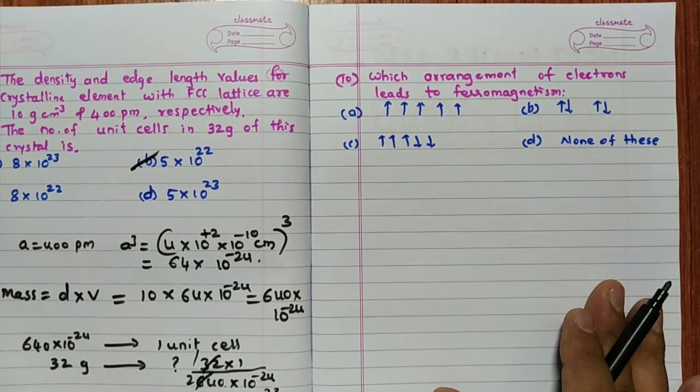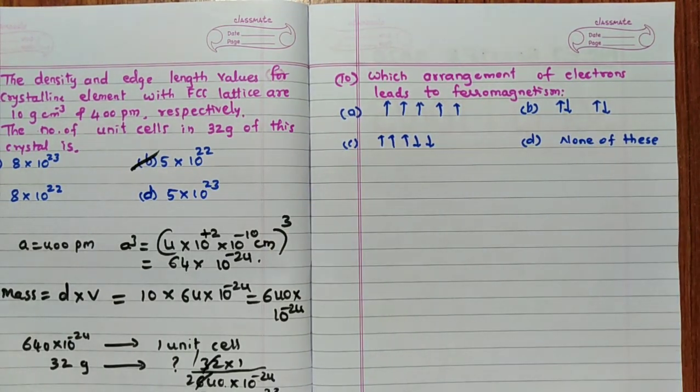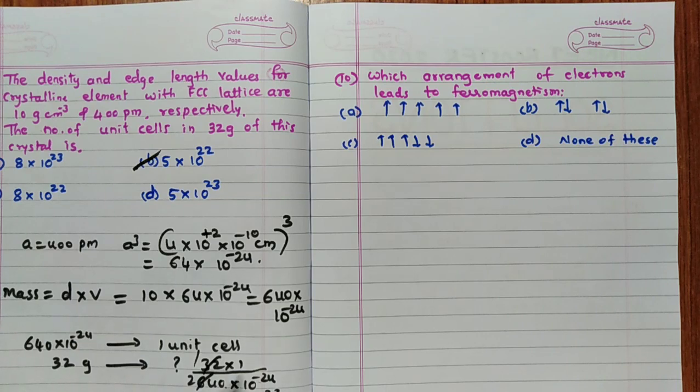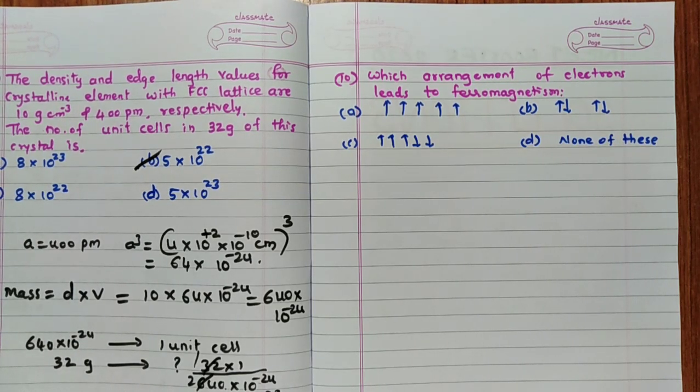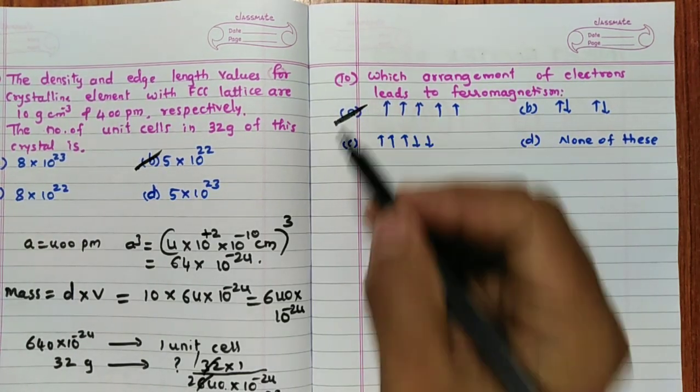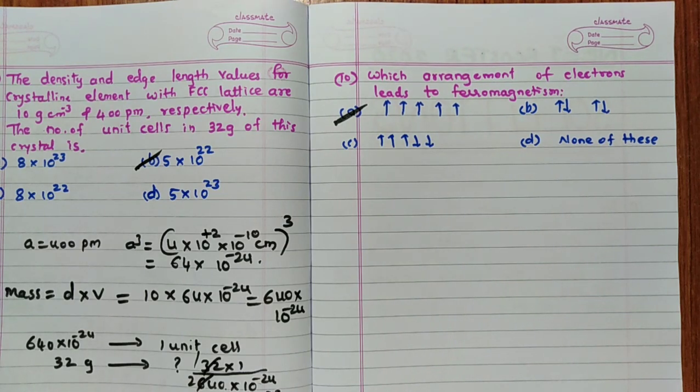We know that ferromagnetism is nothing but, remember, all the magnetic dipoles, or you can say spin of the electron at one particular direction. So the answer for this question is A.